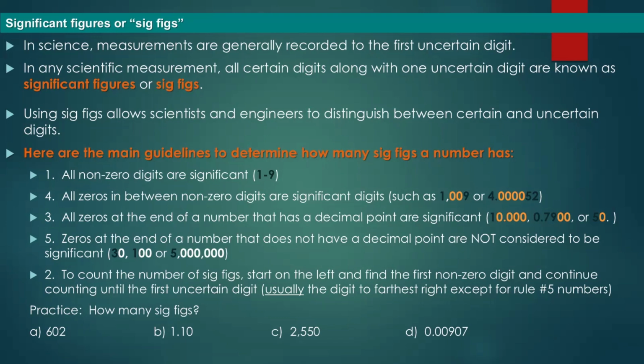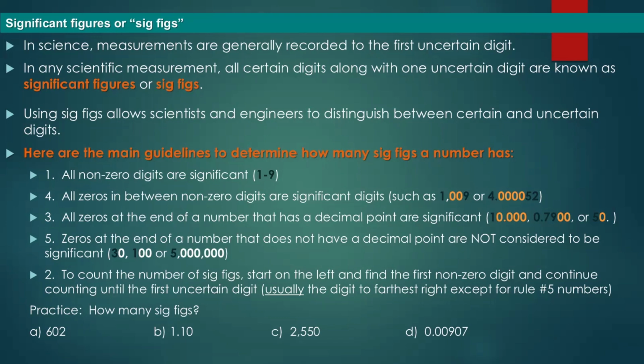So if there's a decimal point after the zero, then you count it as a significant figure. Rule number 5, zeros at the end of a number that do not have a decimal point are not considered to be significant. So 30, 100, or 5 million, all those zeros, most of the time people estimate when they have big numbers like that.